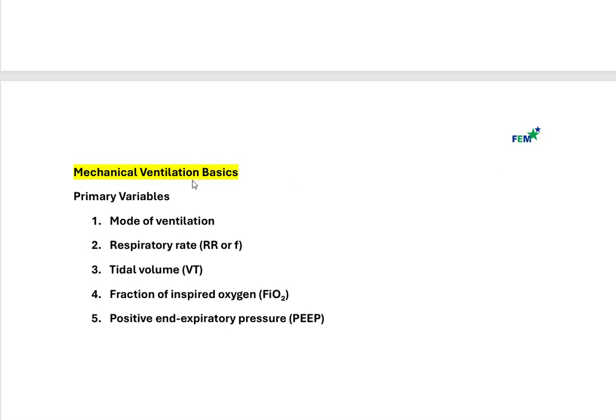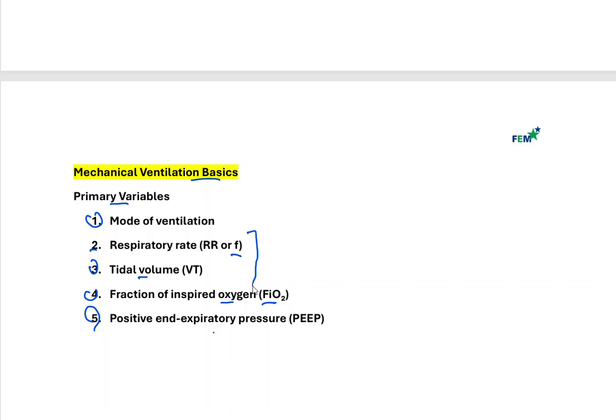So now let's go to mechanical ventilation basics. What are the primary variables? There are 5 main primary variables that we need to know. One is the mode of ventilation, and of course, we're going to talk about different modes in the subsequent lecture. Two is the respiratory rate, which most of the time is represented by F on the ventilator. Next is tidal volume. Next, we have fraction of inspired oxygen, which is the FiO₂. And the last one is PEEP, which is positive end-expiratory pressure.